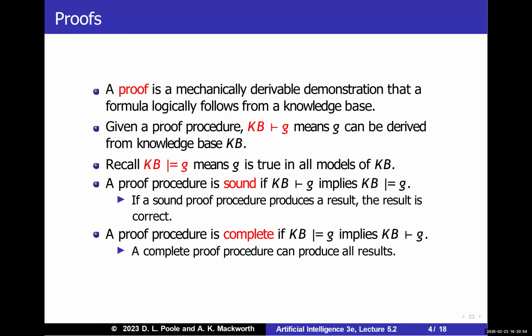Now, a proof is a mechanical demonstration that a conclusion follows from a knowledge base. So when you write the symbol that you see in the second bullet here, it means that G can be derived from knowledge base KB using a proof procedure. And then when we write that symbol that you see in the third bullet point, that one means that G must be true in every model of the knowledge base.